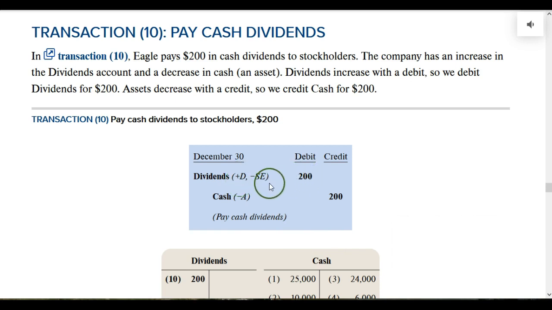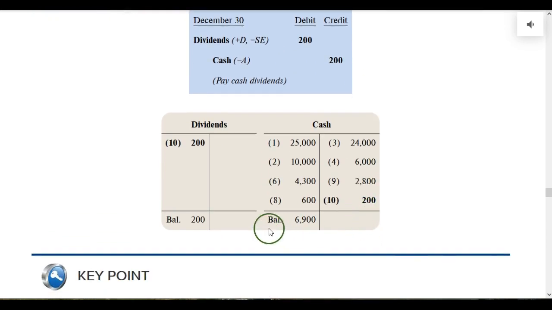That also has the effect of lowering stockholders' equity, because dividends, being a return of some of the profits to the owners, that's going to decrease retained earnings, and that will also decrease stockholders' equity. So debit dividends and credit the cash account. That's our first entry into the dividend account. Now it has a balance of $200.